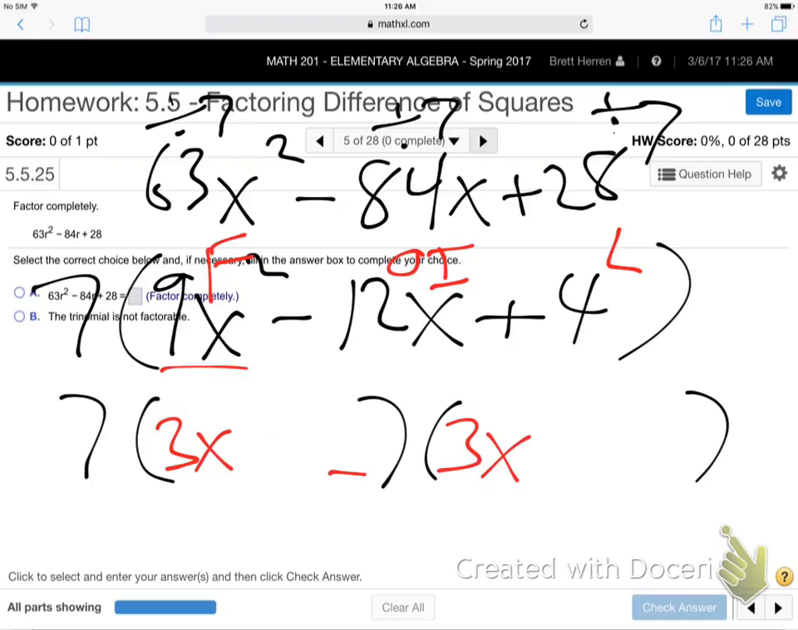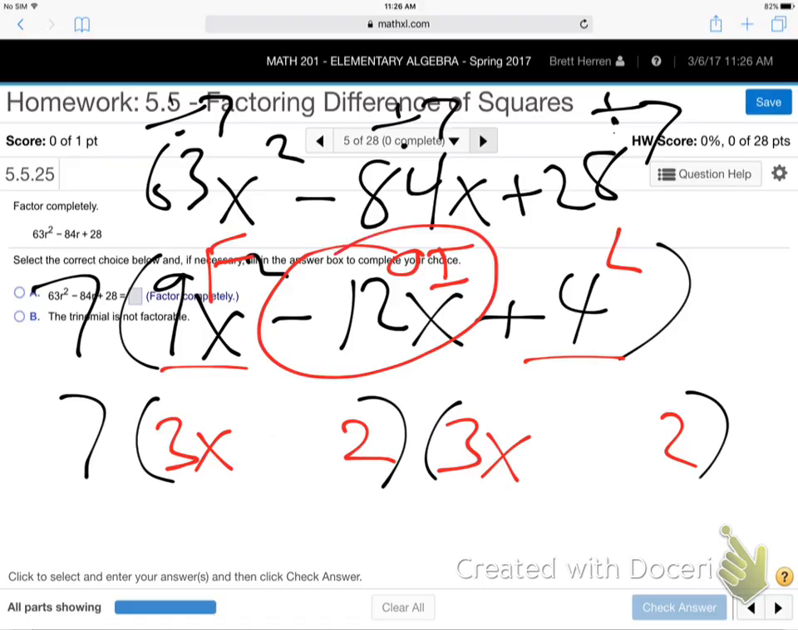And then last times last to make last. What times what makes that? Yeah, 2 and 2, right? So I'll go 2 and 2. Now don't do the signs yet. Remember, the sign comes from the middle. So let's look at the middle now. Now, 2 and 2 is not going to make 12. It's more tricky than that, you don't just say 2 and 2.